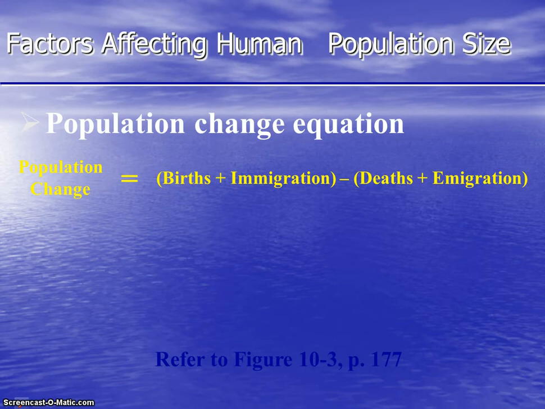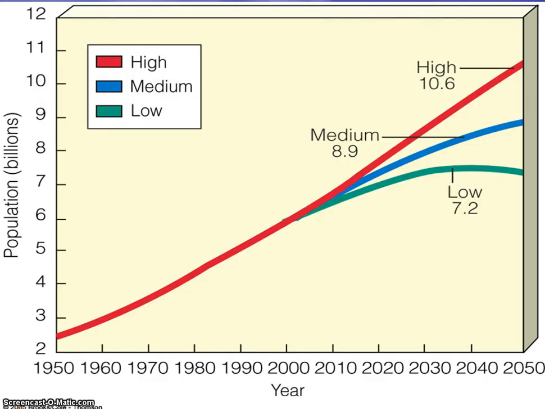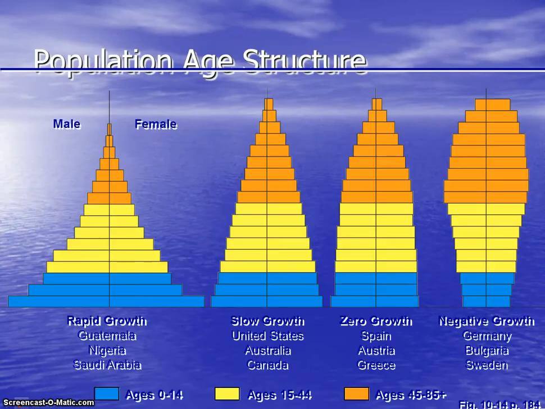Let's look at some factors that can influence population change. We've talked about the equation births minus deaths, but you've got to include immigration and emigration. Okay, some nice graphs you can look at of how birth rate is working.